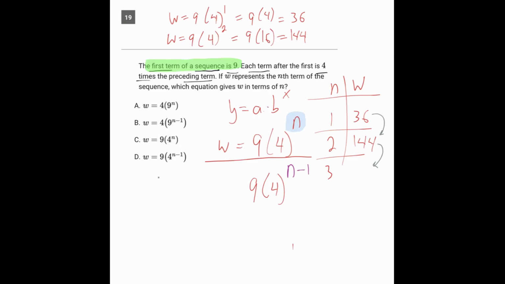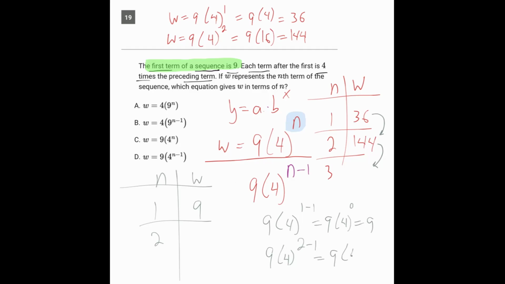So let's show that. Let's say we have n and w, which is the x and the y of this question. When n equals 1 right now, look what we'll have now. We'll have 9 times 4 to the 1 minus 1. That's 9 times 4 to the 0. Anything to the 0 power equals 1, so it's just 9. And the second term would be 9 times 4 to the 2 minus 1. And 2 minus 1, of course, is 1. So that's 9 times 4 to the first power, and that's 36.